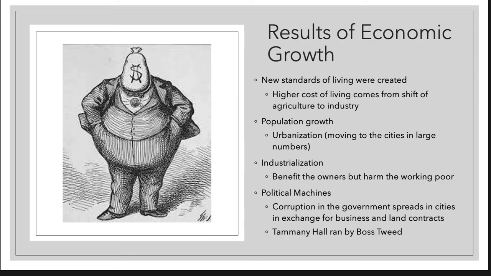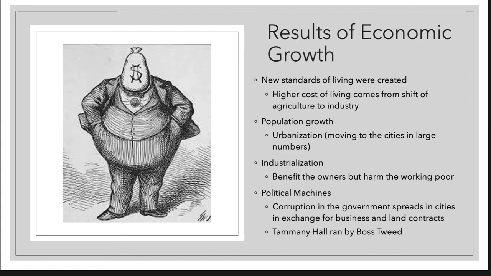They're going to bribe city officials for land contracts, for business contracts, and the government will just follow along because they like the wealth that is being produced. If their city is producing the most wealth, then they are looked at as the best in government. So the government and big business really work hand in hand. The most famous example of a political machine will be Tammany Hall, run by Boss Tweed. And we'll get into this a little bit more in an activity that we do together.